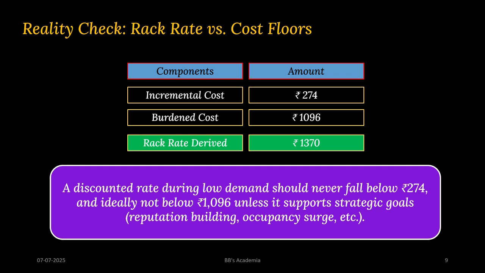So what we understood from this is that a discounted rate during low demand should never fall below 274, because 274 is the incremental cost. We cannot sell that room to a guest at a price below 274. If it is below 274, we are not able to recover even the incremental cost from that room. You got my point? It should not be below that, and ideally it should not be below the burden cost also. If it is below burden cost, then also you are going to suffer a loss. You got my point? Good.